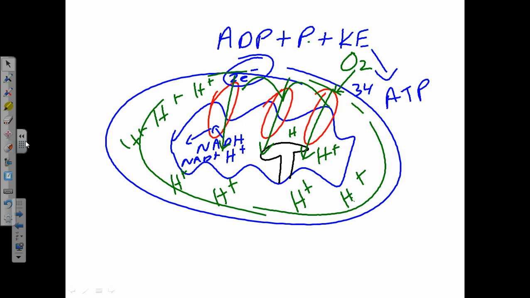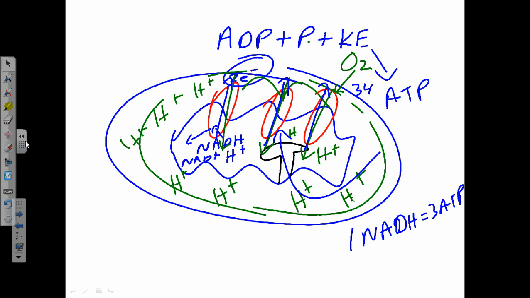Now, per NADH, NADH gets oxidized at this first cytochrome. And that causes an H plus to get pumped out right here. It causes another one to get pumped out as it goes through here, and another one as it goes through there. And each proton ends up coming back in here to make one ATP. So one NADH ends up causing the creation of 3 ATPs.